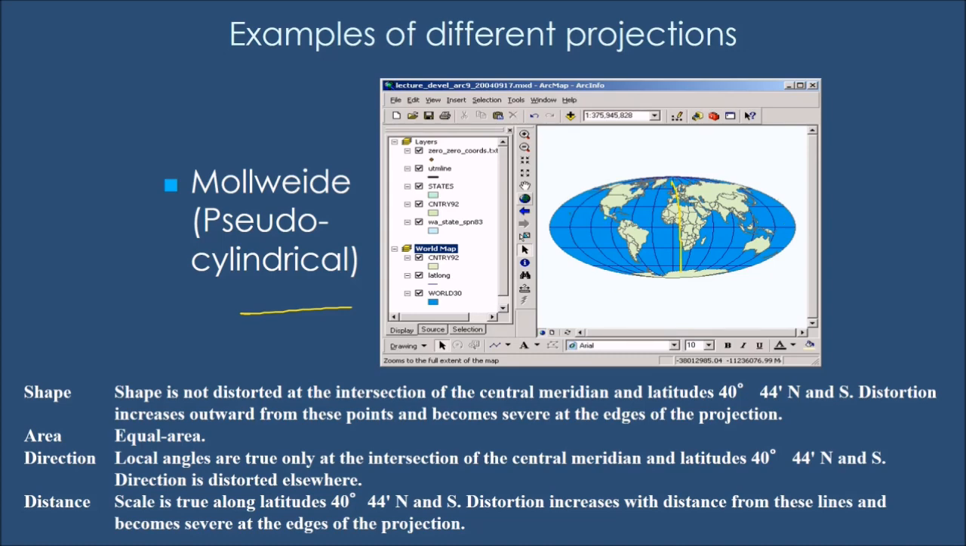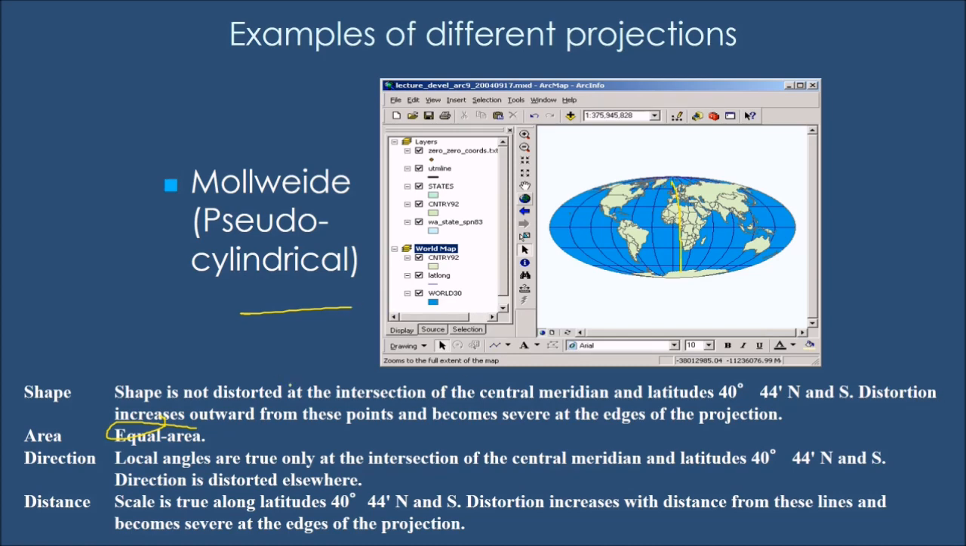40 degrees north and south. The distortion increases outward from these points and becomes severe at the edges of the projection. The area is equal area. The local angles are true only at the intersection of the central meridian and the latitude, say 40 degrees 44 north and south. The direction is distorted elsewhere.